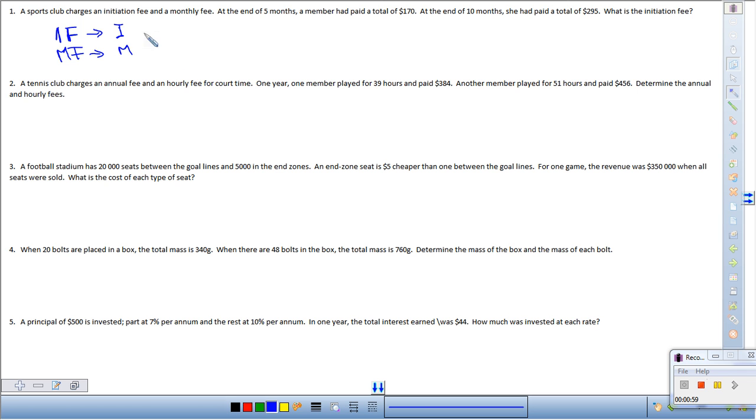So whenever I go to the club, I have to pay that initiation fee no matter what, and then I have to pay a monthly fee every month. So the initiation fee is paid no matter how many months I'm going to the gym. But for the first 5 months, I'm paying that monthly fee 5 times, and it all adds up to a total of $170. At the end of 10 months, I'm paying that initiation fee once, and then 10 monthly fees, and I have paid a total of $295.